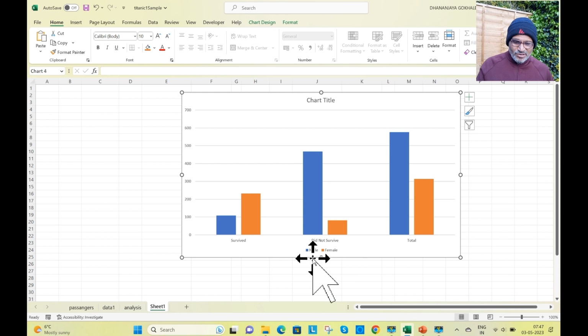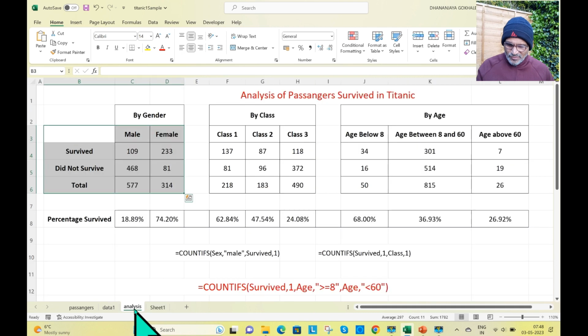And for did not survive, you can see likewise a large number, almost 480 plus males could not survive, and only about 80 or 90 females could not survive. I think total should not have been chosen, it doesn't make sense to choose total for charts. I did it by mistake. We need to choose only that. Shall we try and do it for one more?